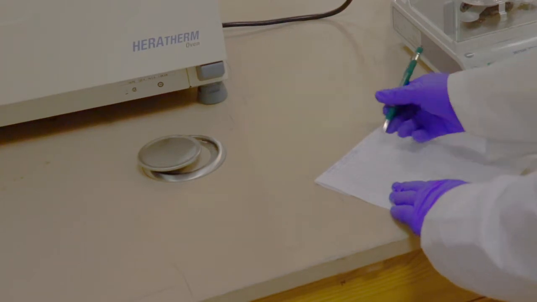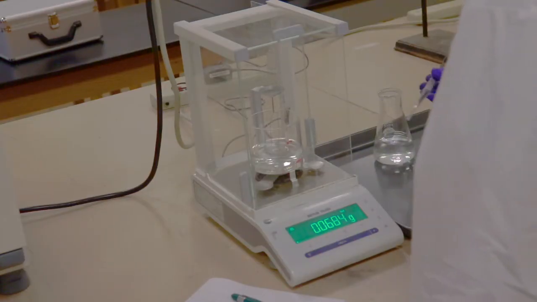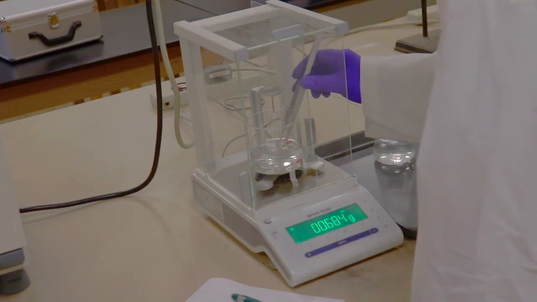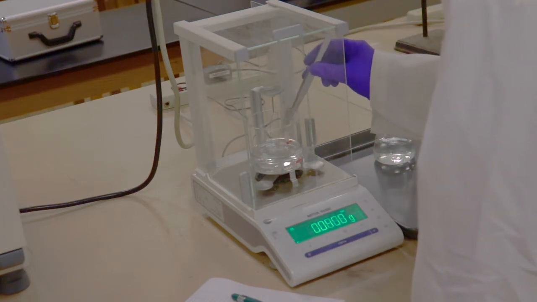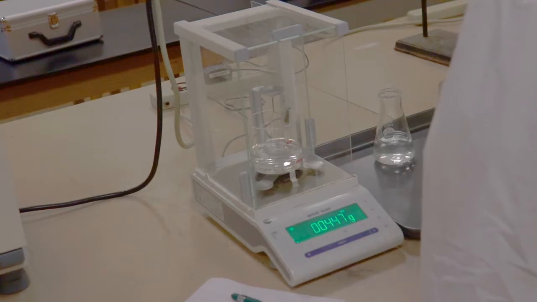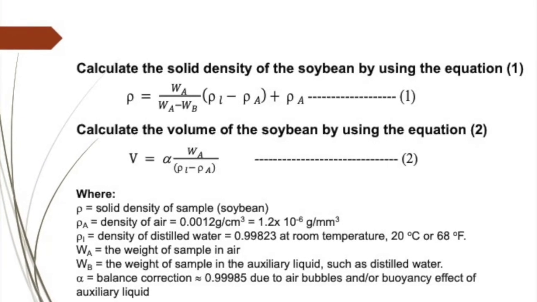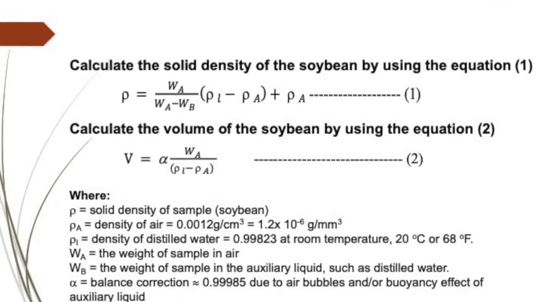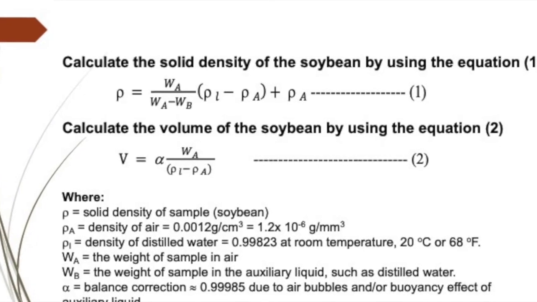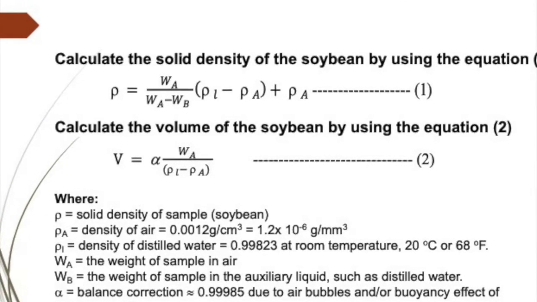Take out the soybean. Repeat the same procedure to determine the volume and solid density of at least 3 other soybean kernels. Based on this data, calculate solid density of the soybean using the equation 1, and then calculate the volume of the soybean using the equation 2.